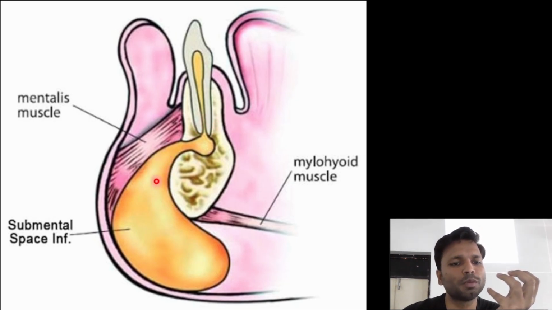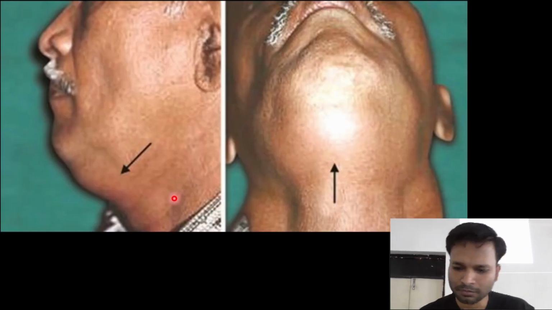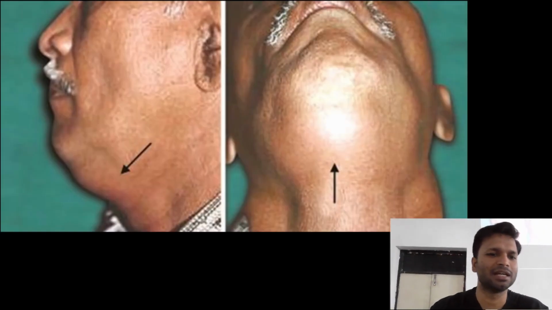Now this pus is going to be pushed between the mylohyoid muscle and the platysma muscle here. So this is submental space infection. And this is how it appears clinically, swelling in the submental region.